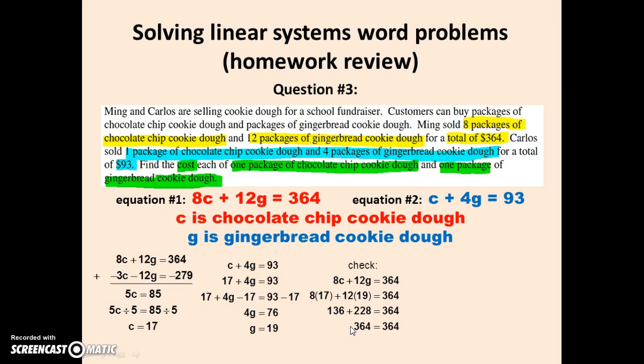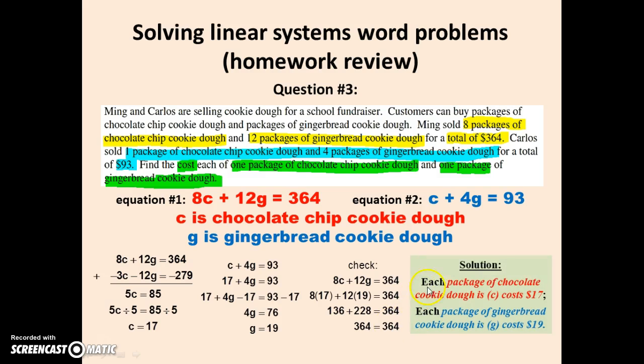We do our check, and we can see that our 17 and 19 do work out because 364 equals 364. We checked it, good. And once again, remember this time we used the blue equation to find G, so we used the red equation to check. Our solution comes out: each package of chocolate cookie dough costs $17. Each package of gingerbread cookie dough is $19. That's the end of that problem.